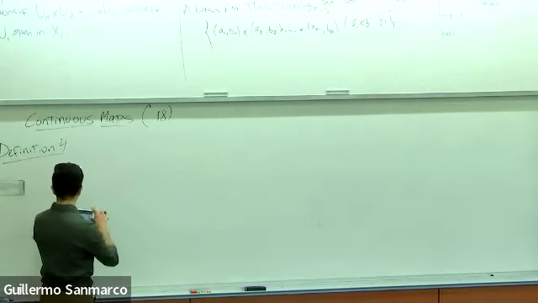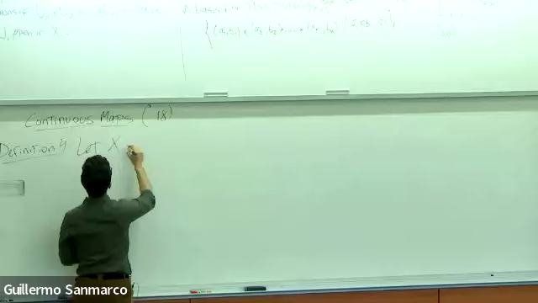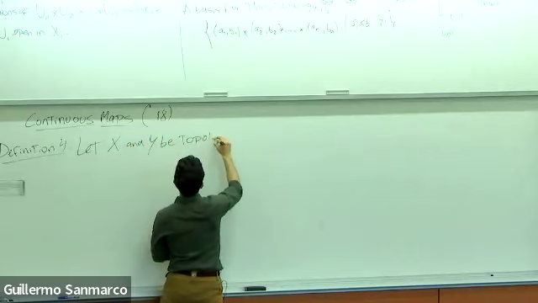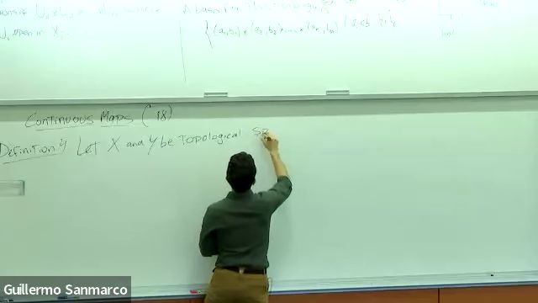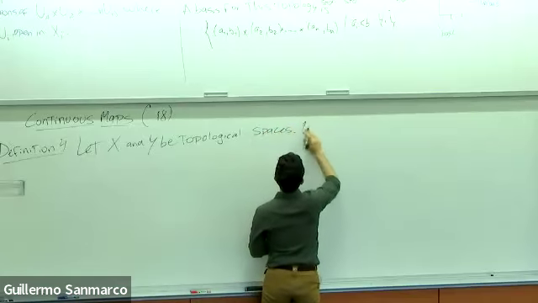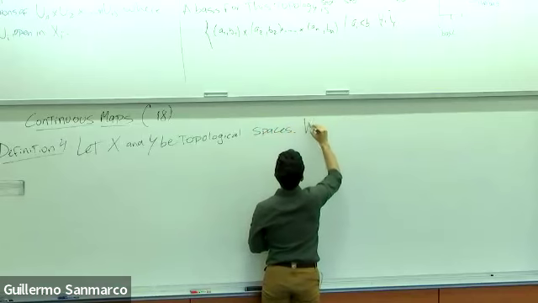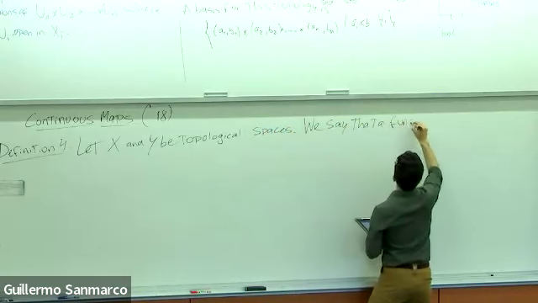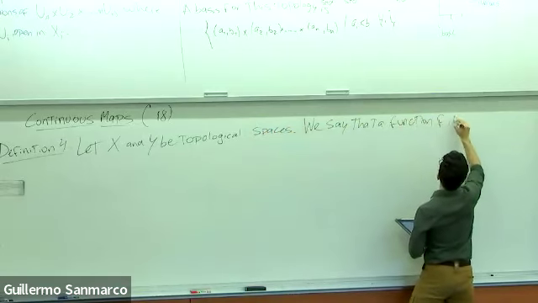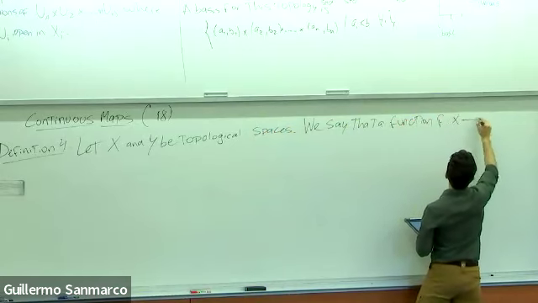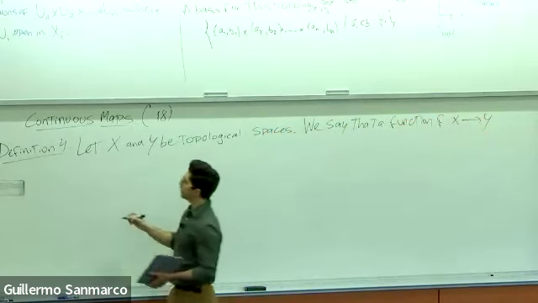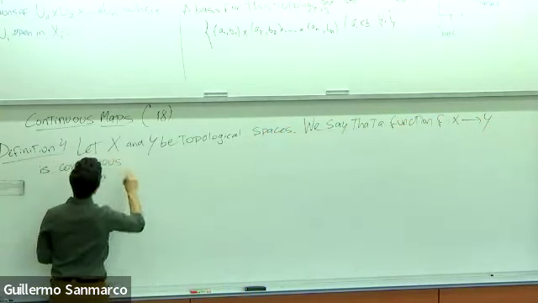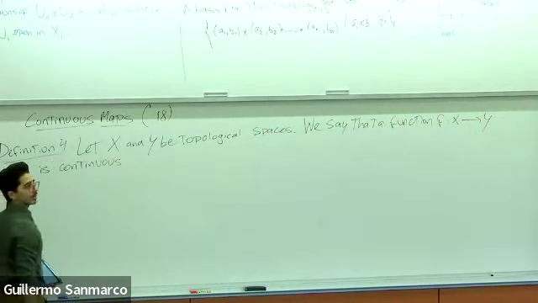So definition 4. Let's take two topological spaces, X and Y. So here I'm not writing the topologies. Two topological spaces. And let's take a function. So we say that a function f from X to Y is continuous. I would use function and map with no distinction.